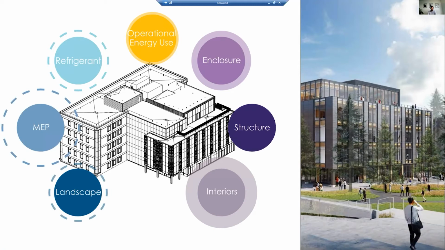But the enclosure and interiors, as I mentioned, those are both things that are going to really kind of depend on how we maintain and update this building. And then the refrigerant and MEP and landscape, these are things that we kind of don't feel as comfortable about. We need different tools. We need to really work on these tools. And we just need more studies to understand what we're looking at.